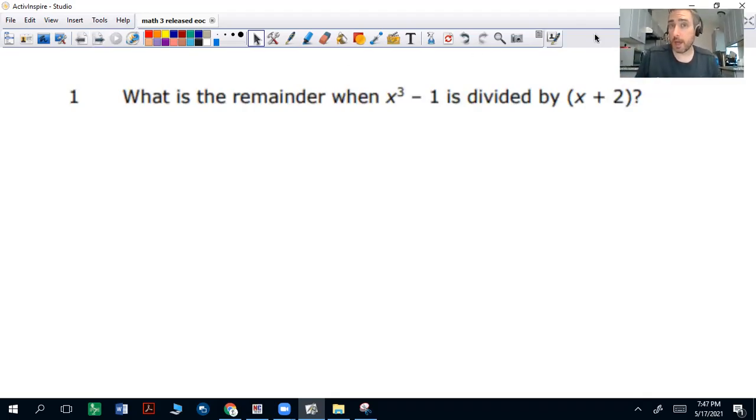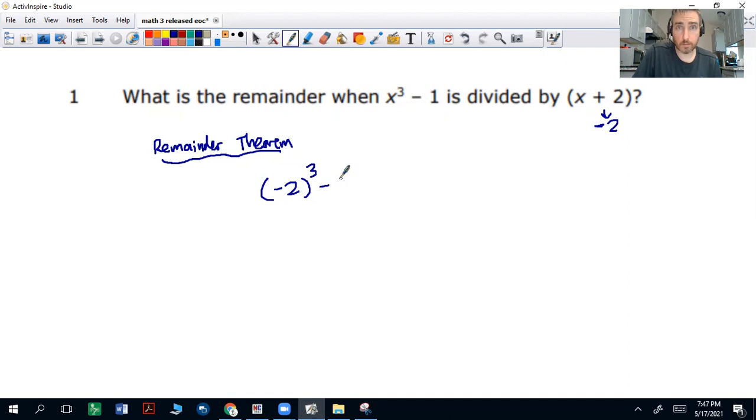What is the remainder when x cubed minus 1 is divided by x plus 2? Now, you may have learned from your teacher long division, synthetic division. One of the things that I like to do with these is use something called the remainder theorem. And that simply states that when you're dividing by some binomial, if you switch the opposite of that sign, so if you take the -2 out and you plug that into your expression, your output will actually be your remainder.